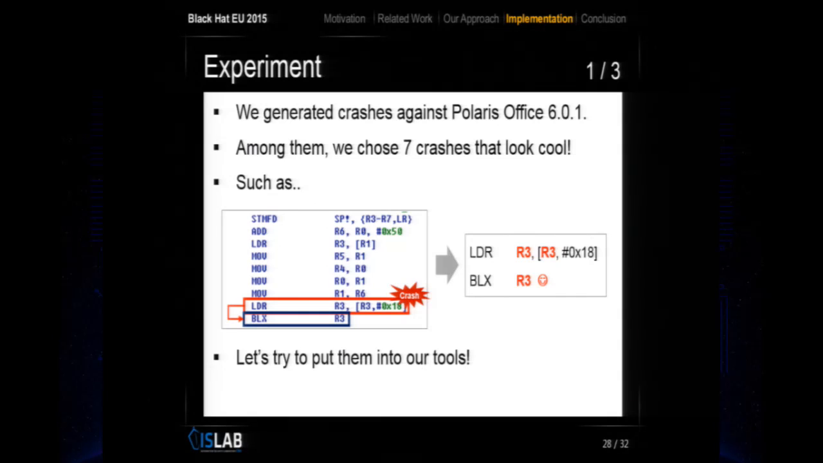So even though our tools are not yet complete, we performed an experiment to see how useful it is. We generated many crashes against the Polaris Office, which is widely used on Android for document file browsing. We chose 7 crashes that look very interesting like this. If we have control of R3 register, we can finally manipulate the program counter and change the execution flow. So we put them into our tools.